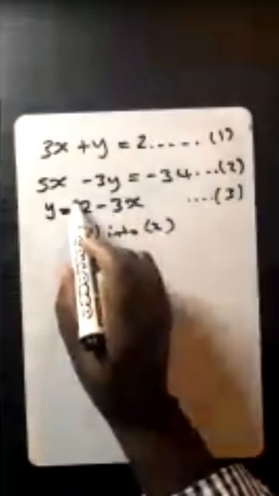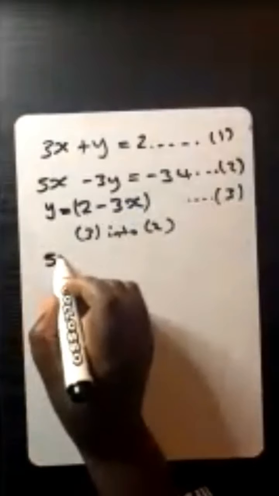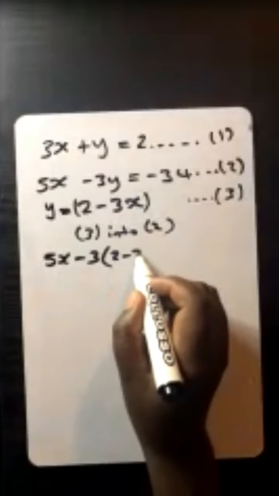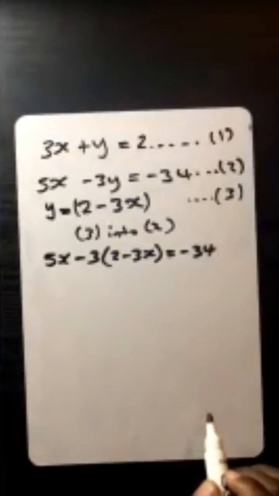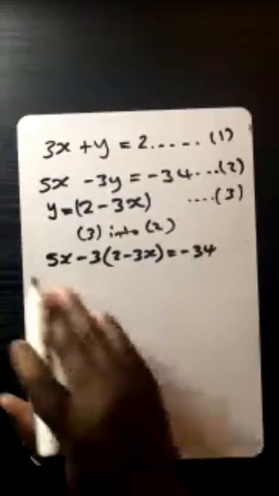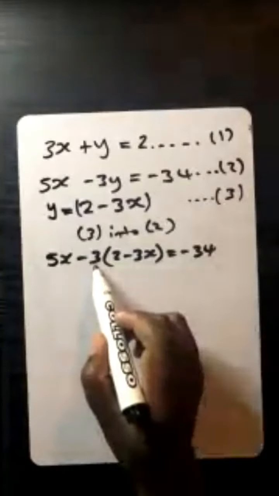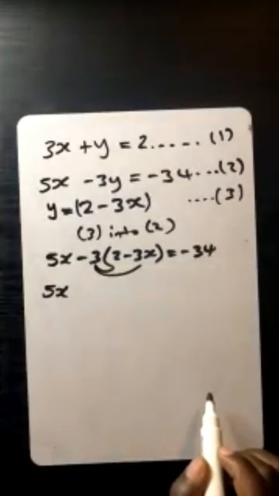So let's see. Where I see y, I'm going to substitute that. So I've got 5x minus 3 into 2 minus 3x, equals negative 34. Then, at all times when you're given an equation, you need to look for the brackets. If you've got the brackets, then you know it's that times that. Anything else remains the same.